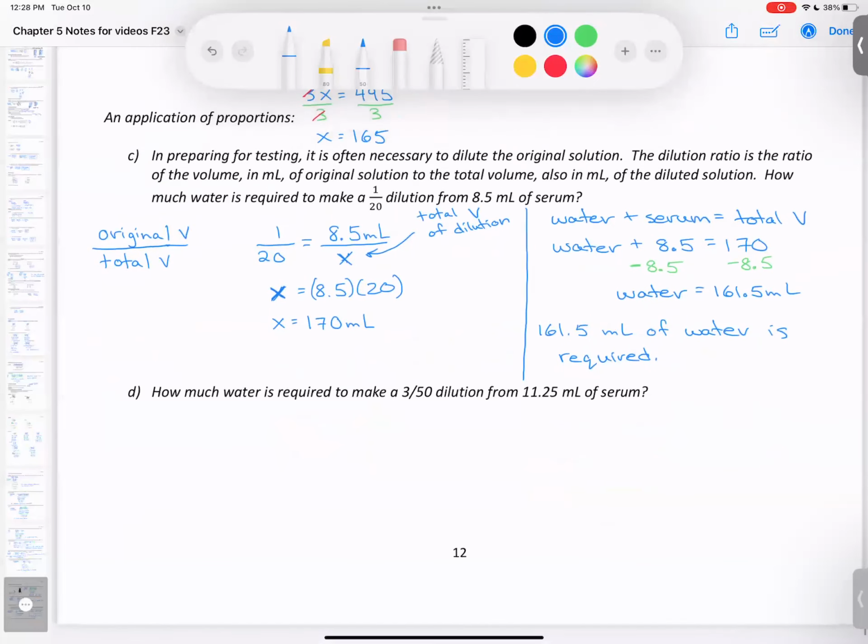In the second case, you're looking for how much water is required to make a 3 in 50 dilution from 11.25 mils of serum. So go ahead and pause and try that one.